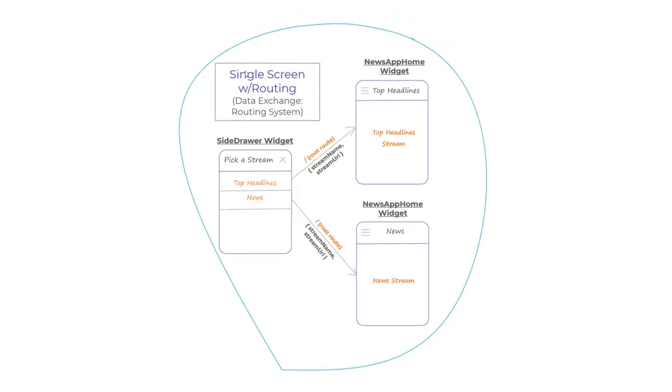So we switched back to the single screen, but with data exchange done through the routing system. So this is the same design like we had in the initial side drawer widget and the news app home widget. The only difference is we had routing in place and we had one route, the root route, which could be mapped at the app launch and also when the corresponding stream was clicked. So this is a more scalable approach because you had only one screen, and depending on the new stream that was clicked, you could pass on that information as a route argument. So that is all about routing in this segment.